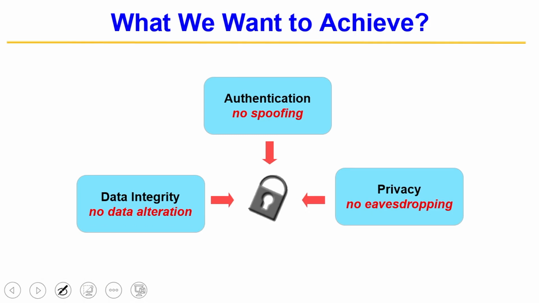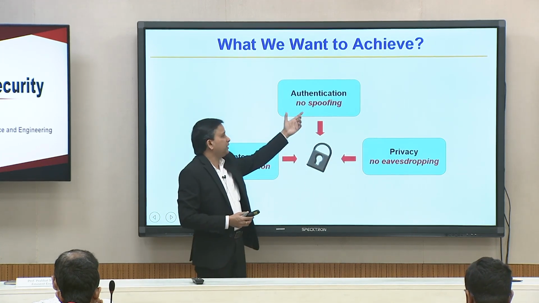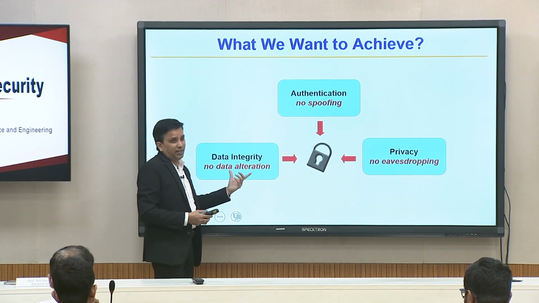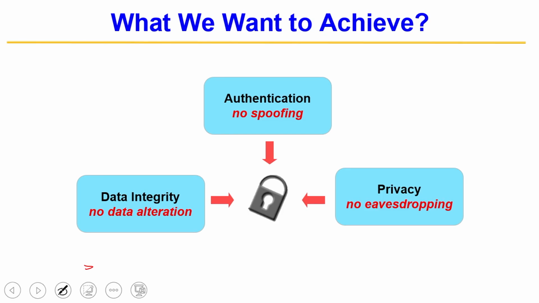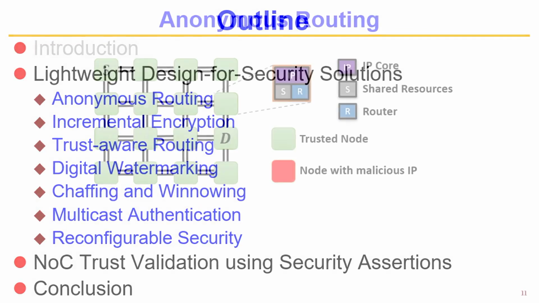But before I go any further, when I try to make a network on chip secure, we are still addressing exactly the same problems we addressed in any other network, which is authentication, who is talking to me. We are talking about data integrity. Did anybody modify the data while the communication was going on? And I do not want anybody to know what I am talking. Let me start with the first one, anonymous routing.